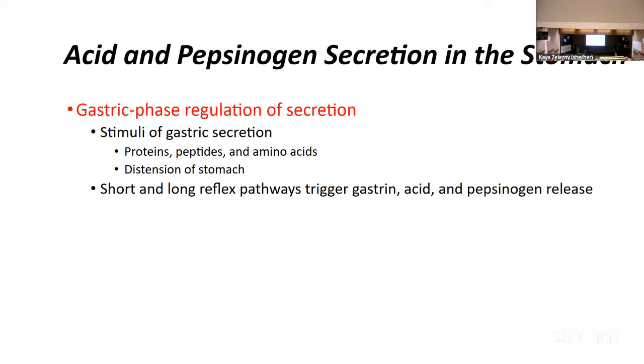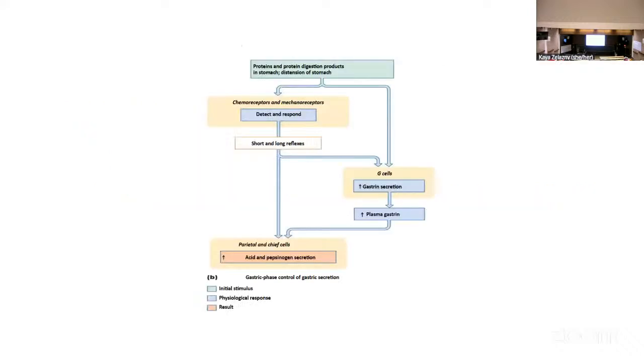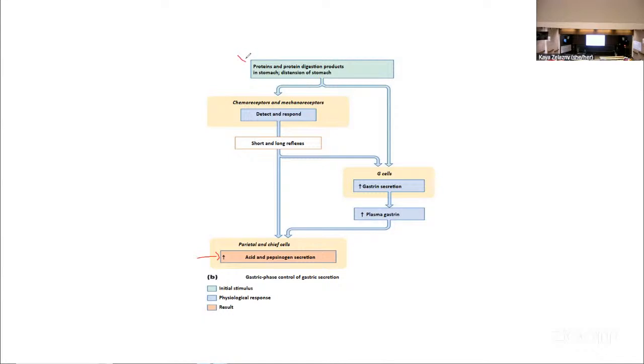Okay, so we're going to be triggering gastrin, acid, and pepsinogen release, just like we were with the cephalic phase stimuli, just kind of coming from a different signal here. So we're still going to see the end result of our parietal and chief cells producing more acid and pepsinogen. But now we're thinking about our gastric phase control. So our stimulus is now those proteins and some broken up proteins in the stomach, as well as how much our stomach is distending, how much it's stretched out.